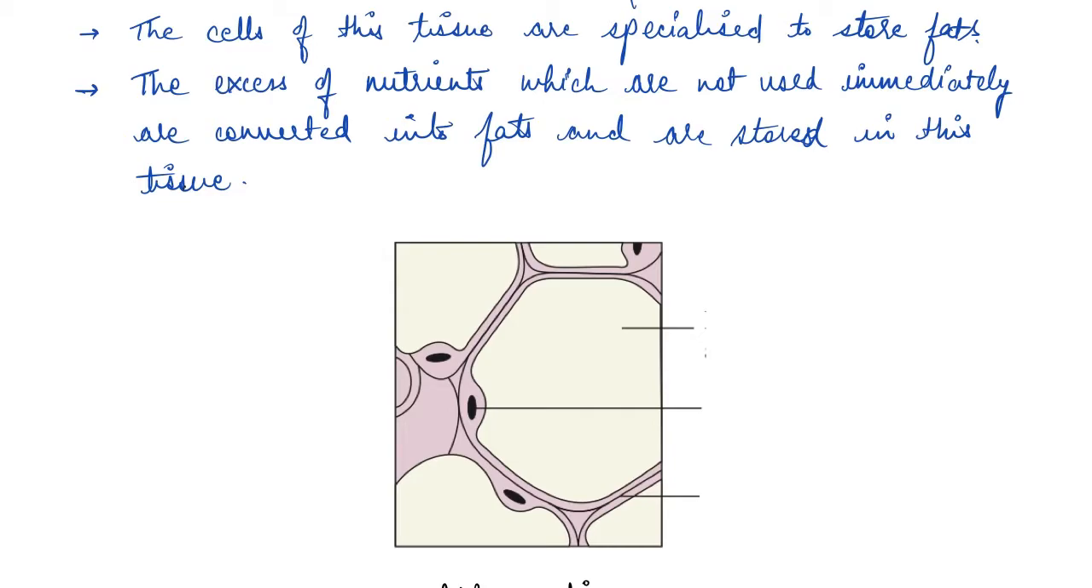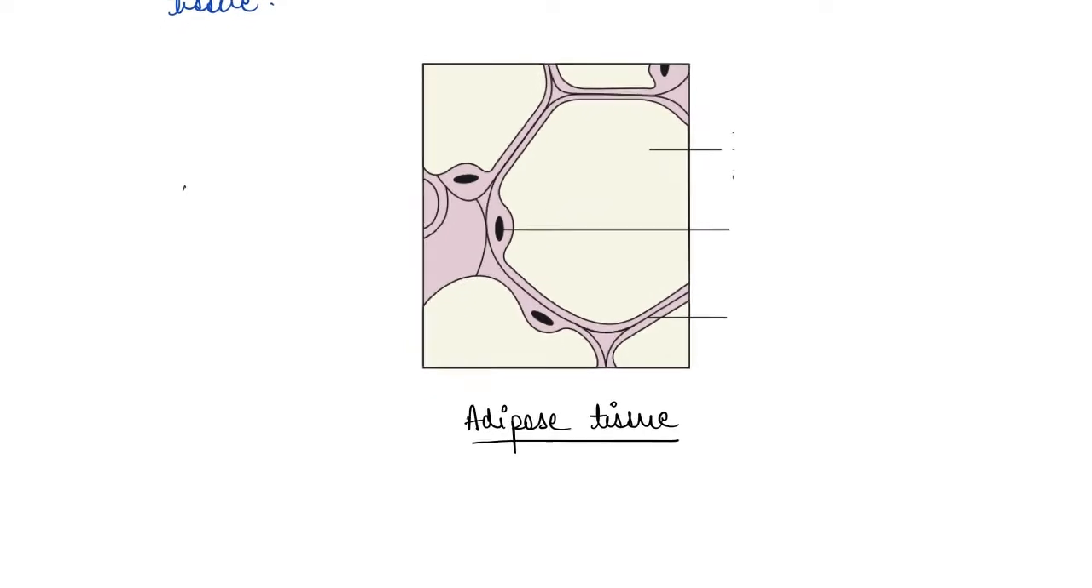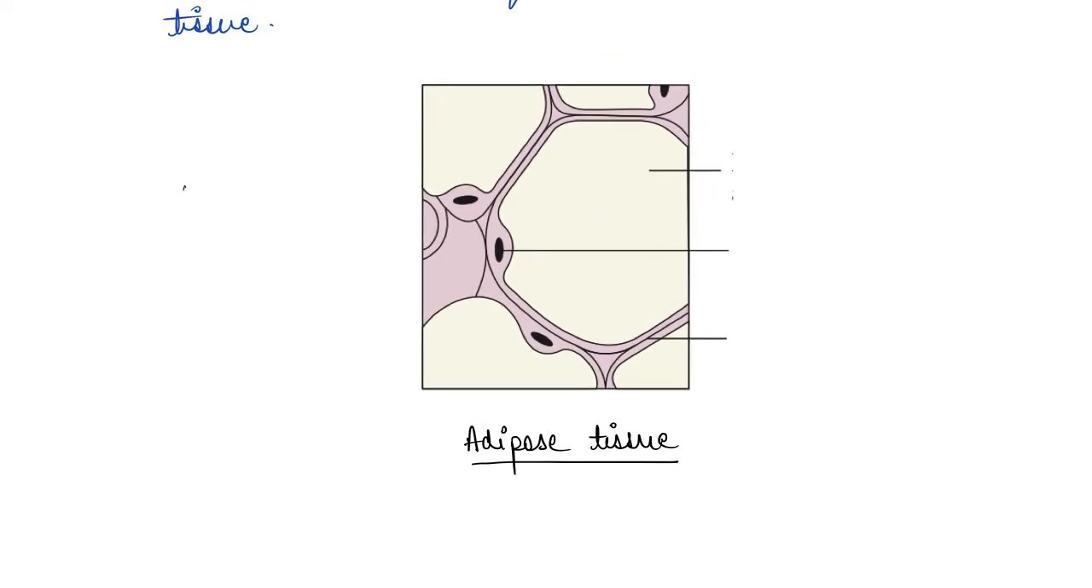If you see the diagram of adipose tissues, you will see that they have a nucleus. You can see that the nucleus is there. Then basically, this is one cell, and this is another cell. Here you have another cell. So in between two cells, there is a plasma membrane.